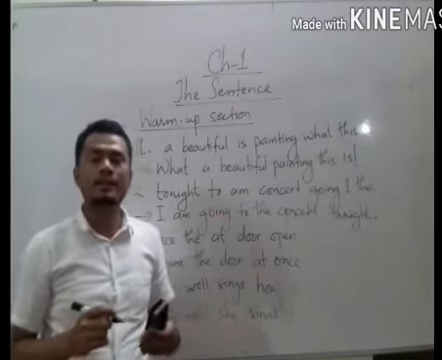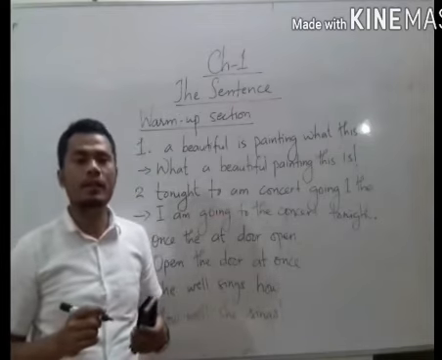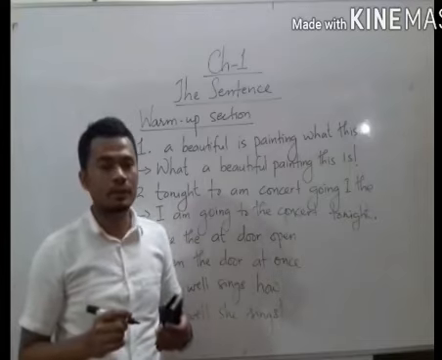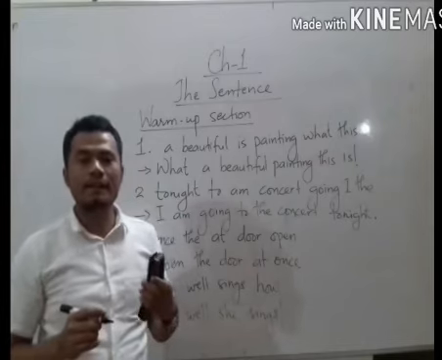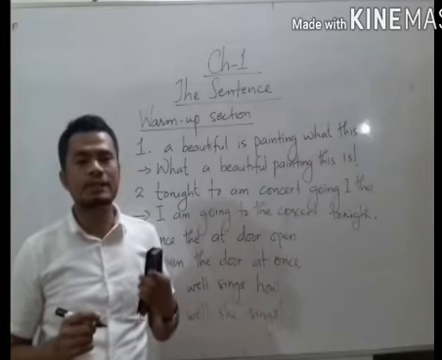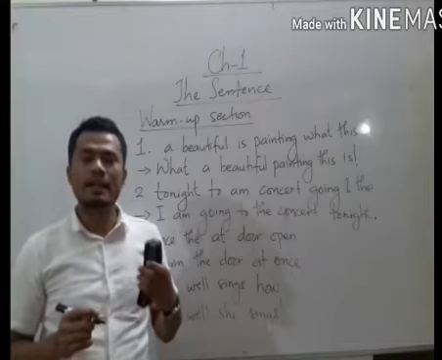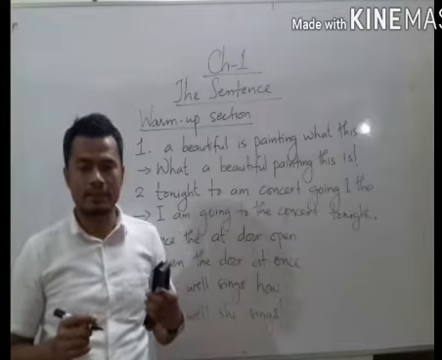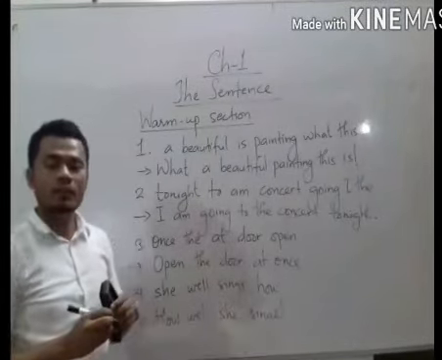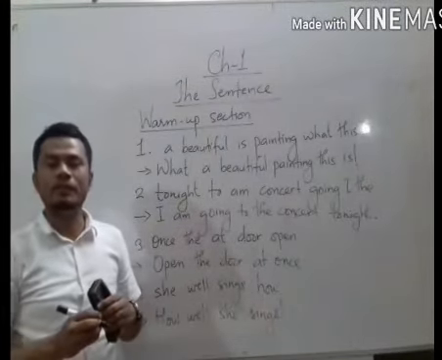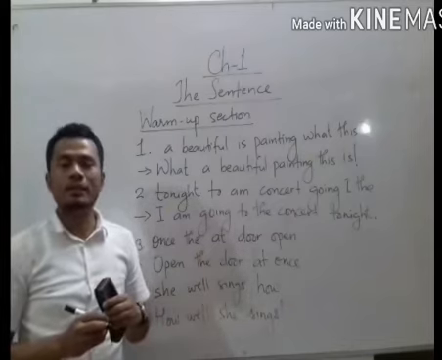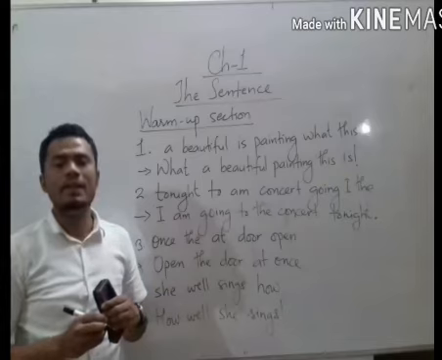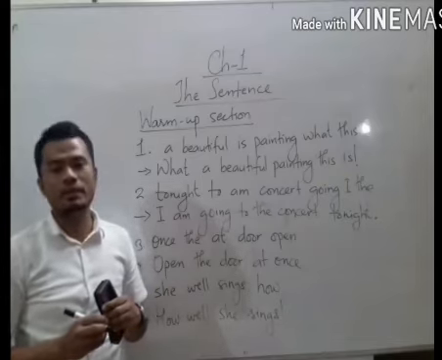Now we will understand the sentence with its definition and examples. So what is a sentence? A sentence is a group of words that gives us a meaningful sense. If a group of words doesn't give a meaningful sense, then it is not a sentence. A sentence always starts with a capital letter and ends with a full stop, question mark or an exclamation mark.